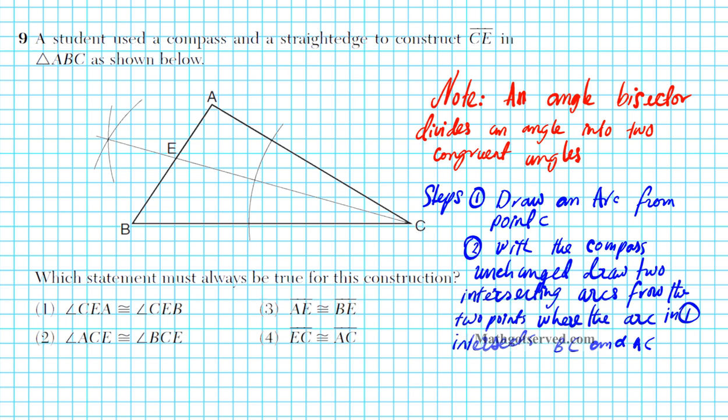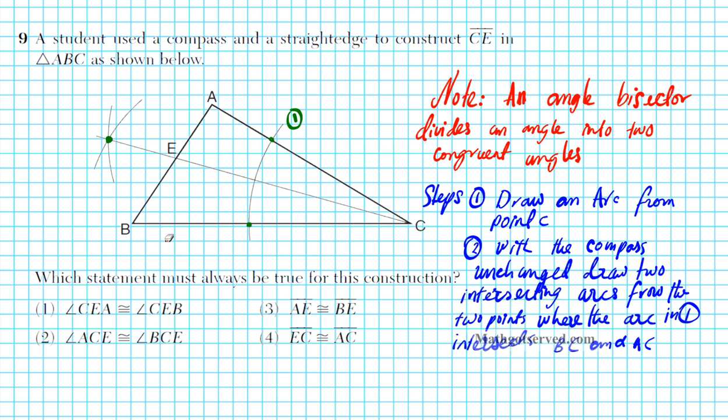So when you're bisecting an angle, first thing you do is you just draw an arc. So first thing he did is he drew this arc right here. That's step one. Now, without changing the measure of his compass, he placed the tip here and then drew this arc. Then he put the pointy tip of the compass here, and he drew the second arc right there. They intersected at this point. And then he proceeded to draw this line through this intersection right here.